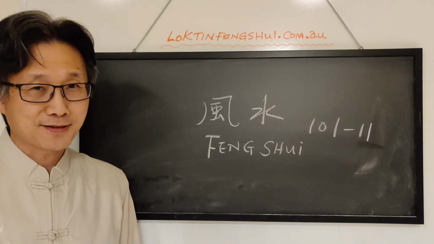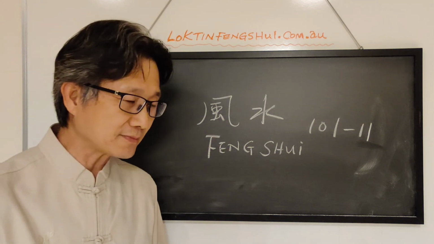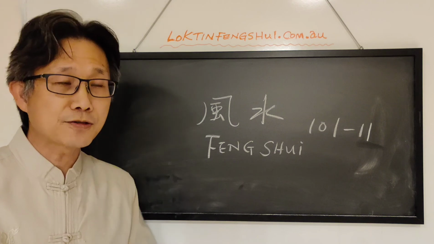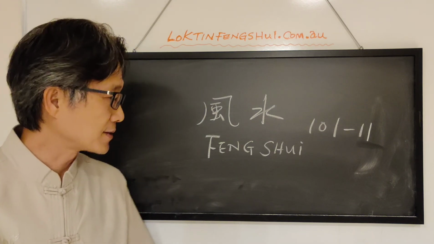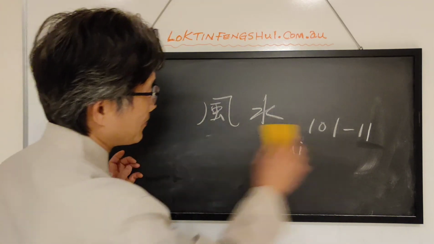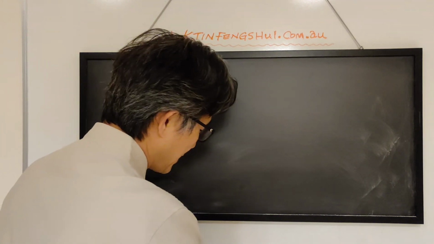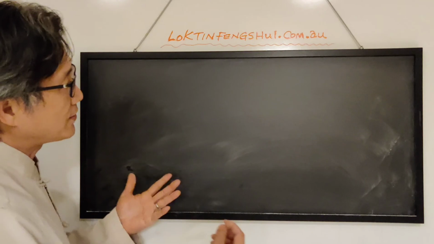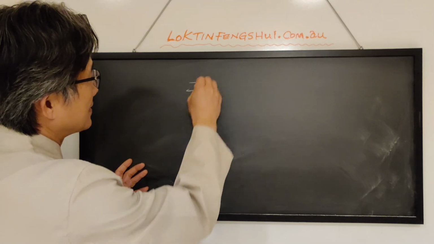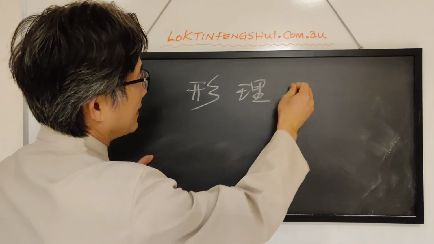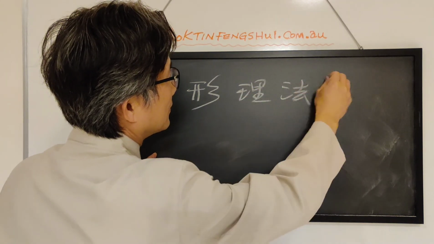Today, of course, we're still going to talk about Feng Shui. And from this video on, we're going to talk about forms. Remember from the very beginning, we talked about Feng Shui. There are 4 areas we need to study: the Yin, Lei, Fa, Fo.